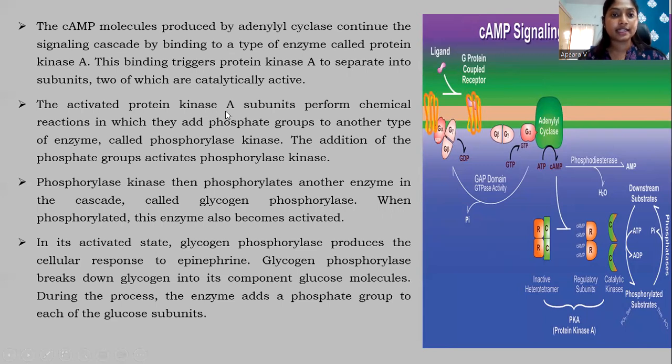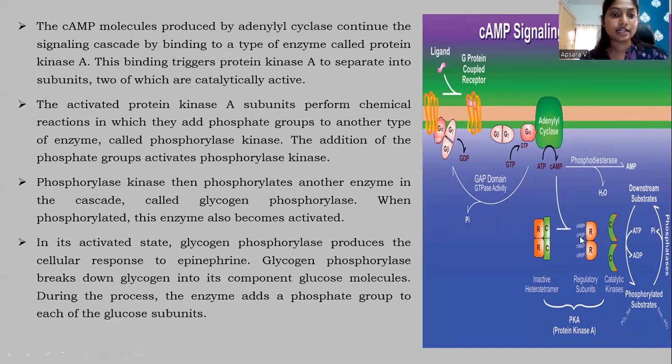The activated protein kinase A subunits perform a chemical reaction in which they add phosphate groups to another type of enzyme called phosphorylase kinase. The addition of phosphate groups activates the phosphorylase kinase. So by addition of a phosphate group to this kinase, this particular enzyme, phosphorylase kinase, is activated.